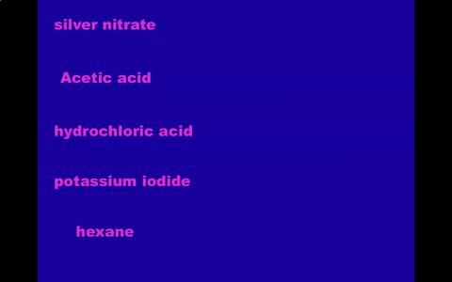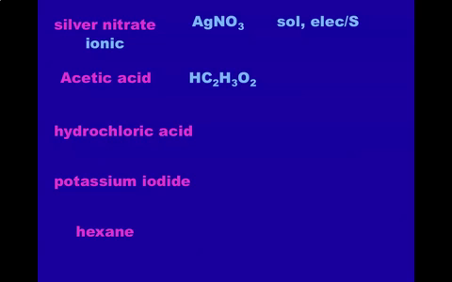So we're going to practice a little bit, deciding if it's a weak or a strong electrolyte. Silver nitrate is AgNO3. Silver is a metal, which makes it ionic. So ionic is going to be soluble, it's going to be an electrolyte, and ionic is going to be a strong electrolyte. So I put an S there at the end. Acetic acid is HC2H3O2. It's an acid, and it's not one of the 6 that I need to remember. And so it is soluble and it is an electrolyte, but it's going to be a weak one.